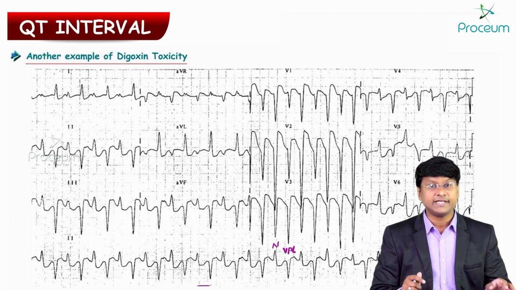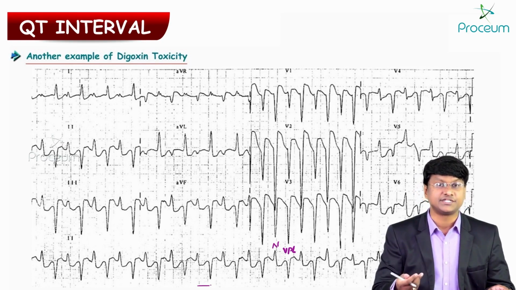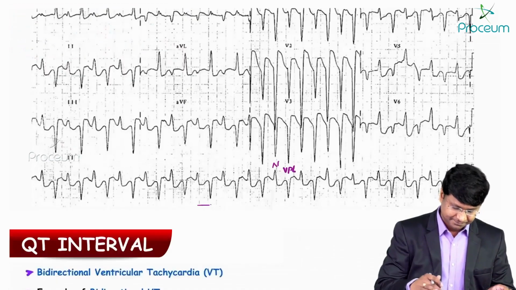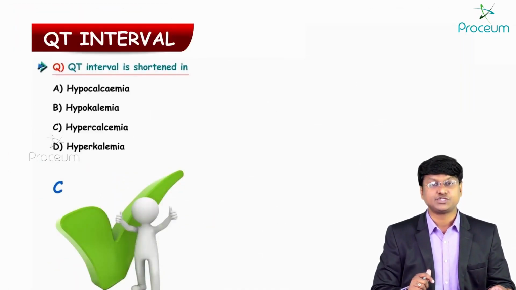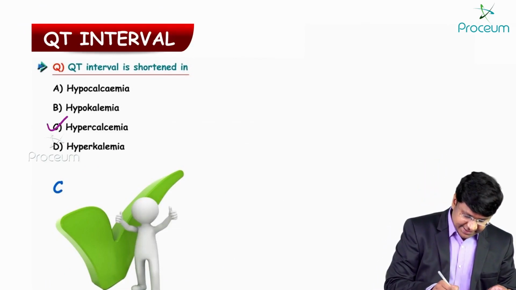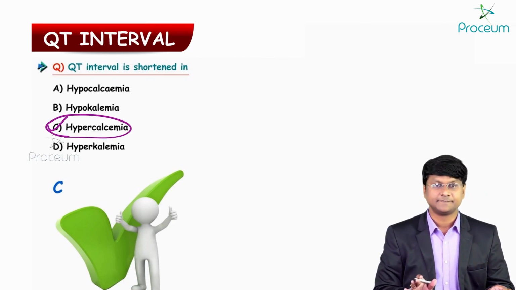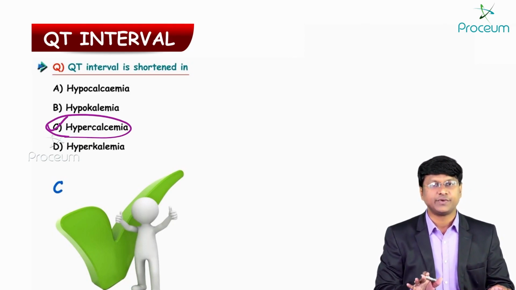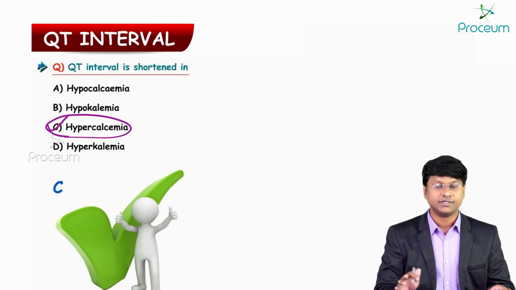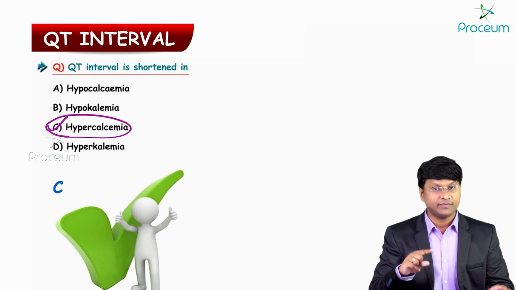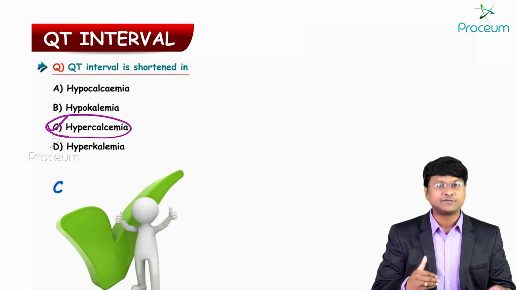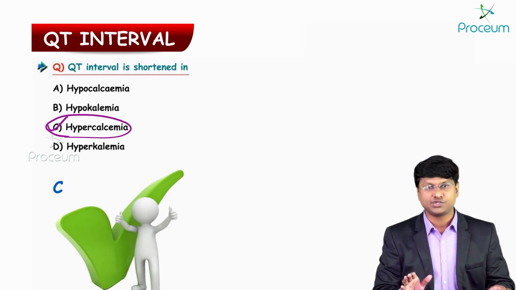Now, if you take the other important clinical conditions where you have the QT interval being shortened, you see a question. The QT interval is shortened in hypercalcemia, which we have already discussed. So this is about the clinical conditions where the QT interval is shortened. I have explained the QT interval where it is prolonged, and then where it is shortened.